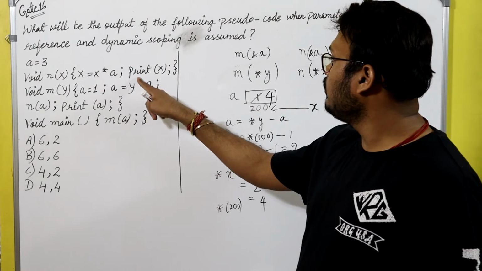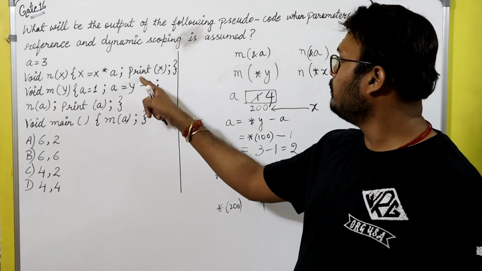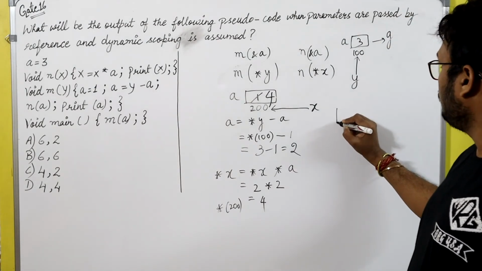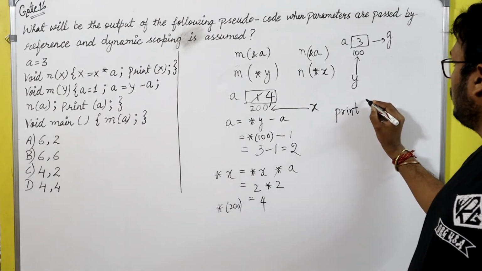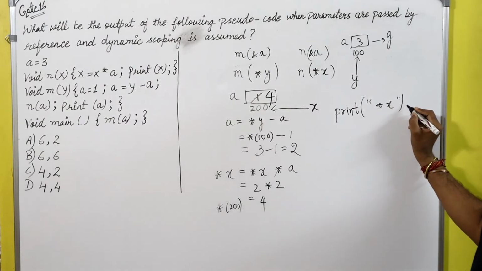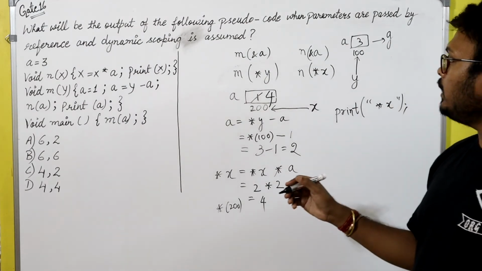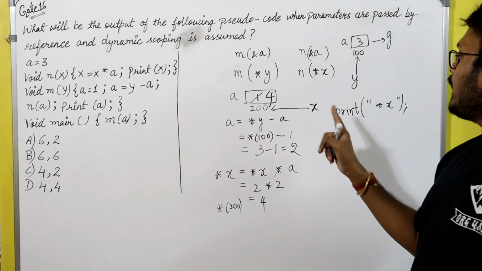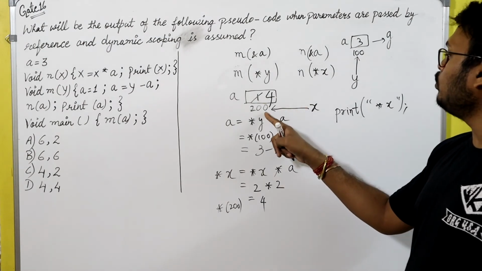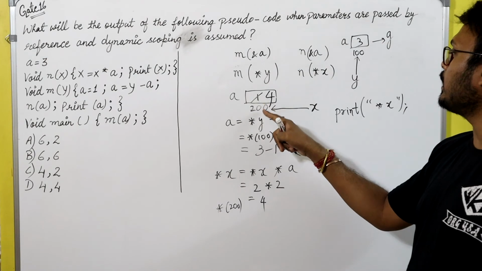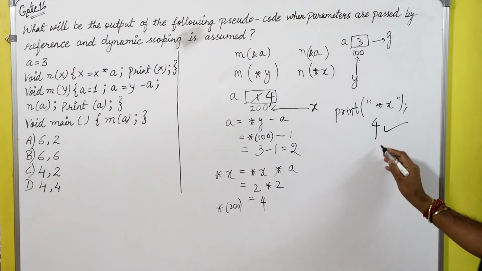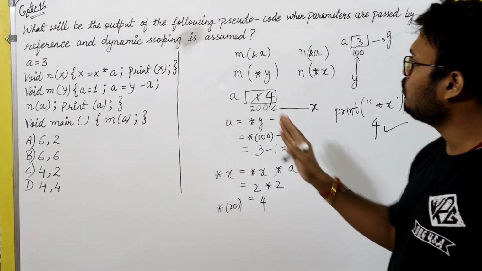Yes. And after that, print x. So print x means what? You should interpret it as print of star of x. Not just x. It means print the value at the address pointed by x. x is pointing to 200. So what is the value at the address pointed by x? 4. So here 4 will be printed. Fine. So at first 4 will be printed.